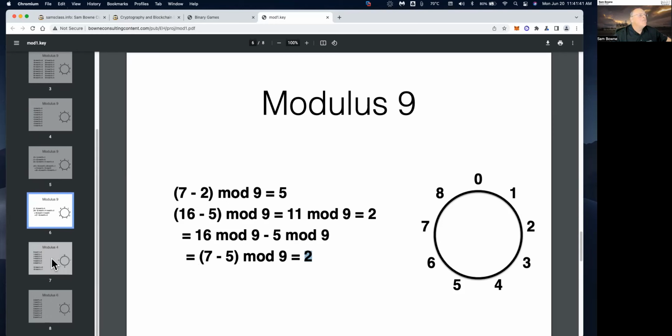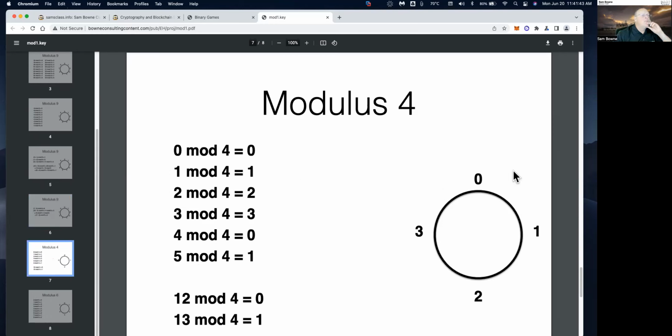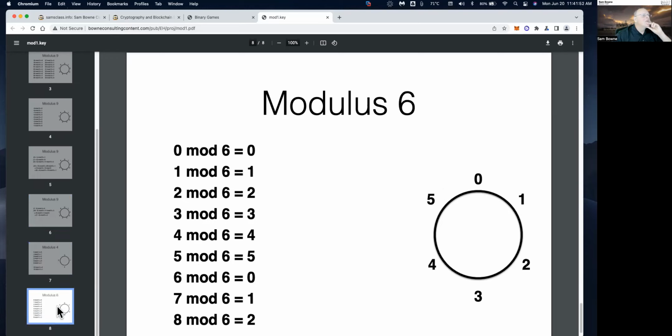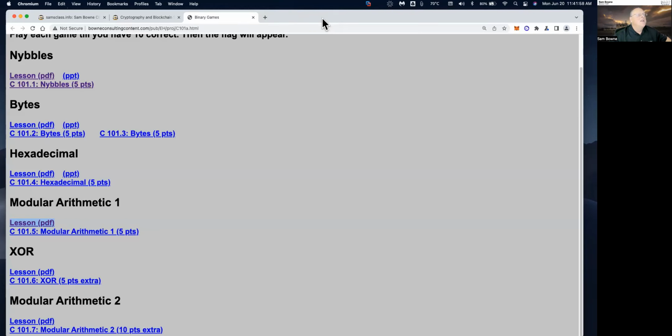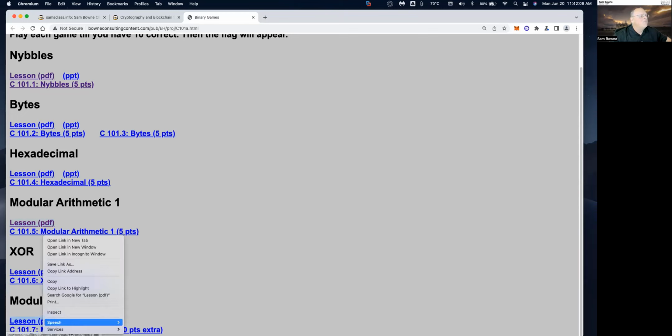So here's modulus 4. You only go from 0 to 3. So 5 mod 4 is 1, and 12 mod 4 is 0. And here's modulus 6. So again, if you understand the basics of modular arithmetic, there's some challenges here you can do. And the last one, which is where people usually get a little confused, is inverse modulus.